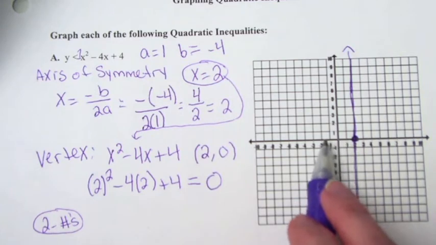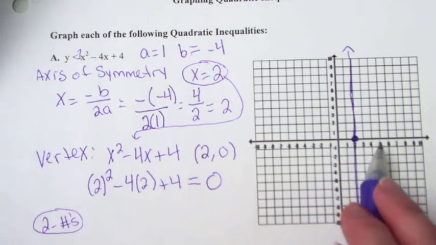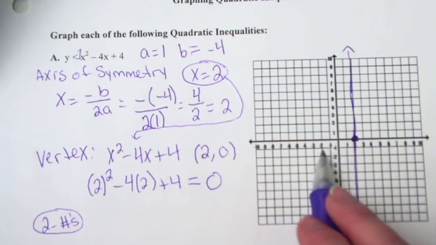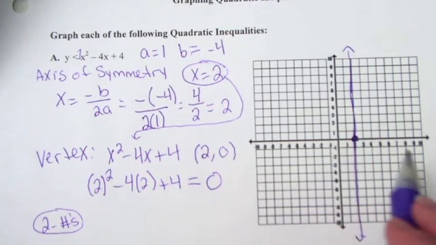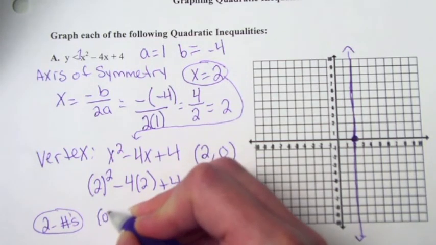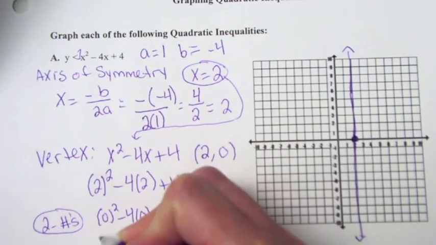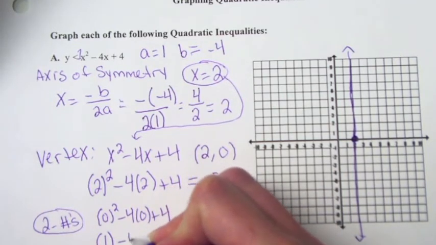2 more numbers. And we're going to do that by using the x values that are either just 2 values that are just to the left of our axis of symmetry, or 2 x values that are just to the right of our axis of symmetry. So we could either do 0, 1, or 3, 4. 0, 1. It doesn't really matter. We'll just do 0, 1. 0 squared minus 4 times 0 plus 4. And then we're also going to do 1. We're going to do 2 different ones here.